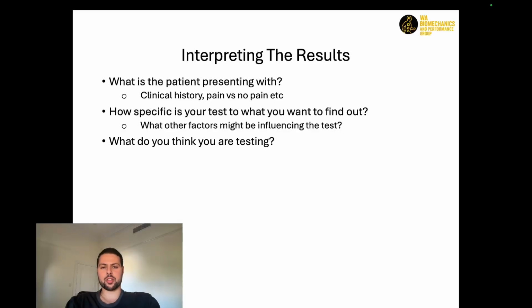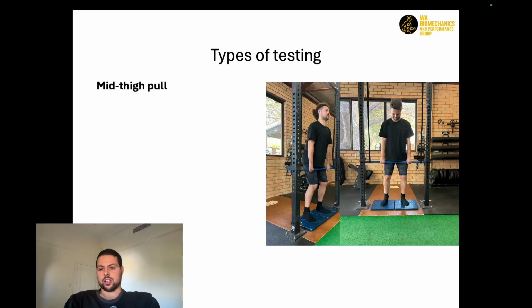And then we want to think about interpreting the result. All right. So when we do the tests, we need to think, what's this person's history? What might be influencing the test? Like pain, no pain. We want to think in the setup, how specific is the test to what I want to find out? All right. So essentially, you need to think to yourself, what do you think you're testing? And let's go through some examples here then.